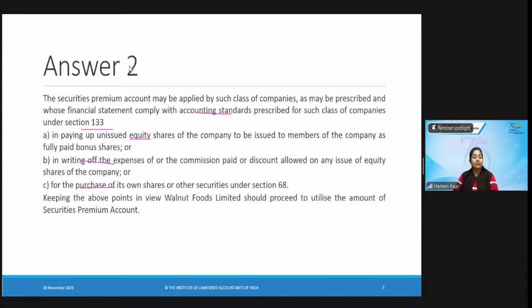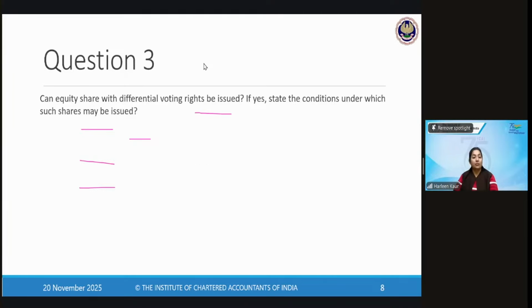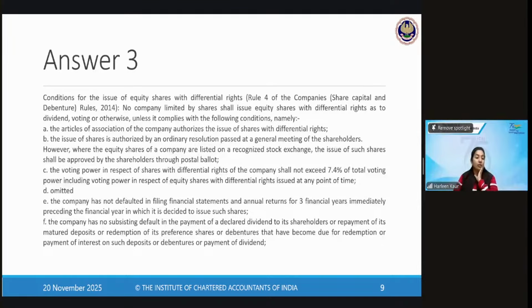All right. Next question in front of you on the screen. Can the company issue differential voting rights? If yes, what are the conditions to be satisfied? So again, you will give all the rules of differential voting rights. We have just discussed that the company can issue differential voting rights. Can anyone tell me what is the meaning of differential voting rights?